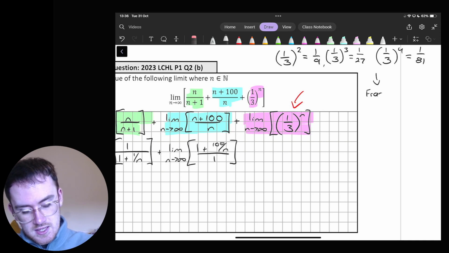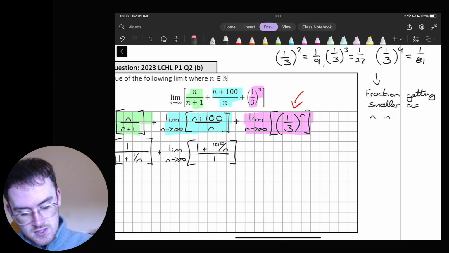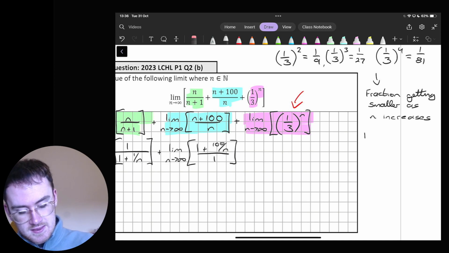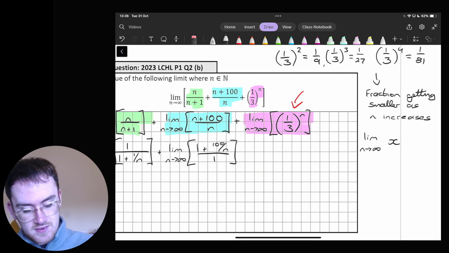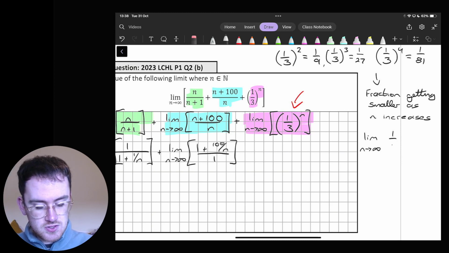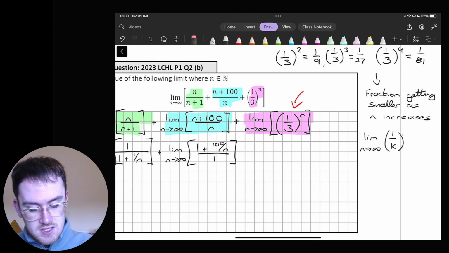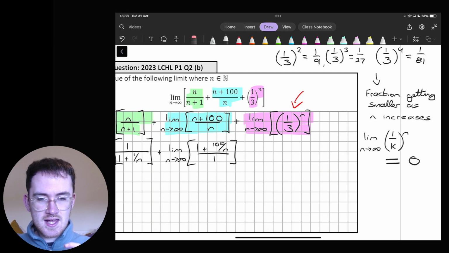So the fraction is getting smaller as n increases. And what we can say here is that the limit as n goes to infinity of any kind of fraction here, and it is important that it's a fraction. So if we say 1 over k, it doesn't matter, to the power of n, that is going to go towards 0 because the fraction itself is just being multiplied by itself over and over and over again. And because of that, it means that the fraction itself is actually getting smaller.